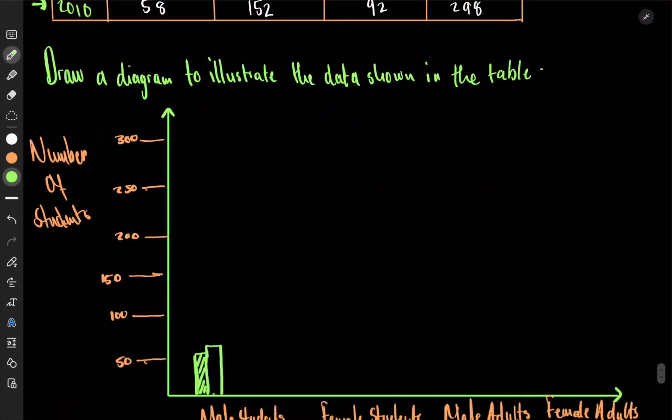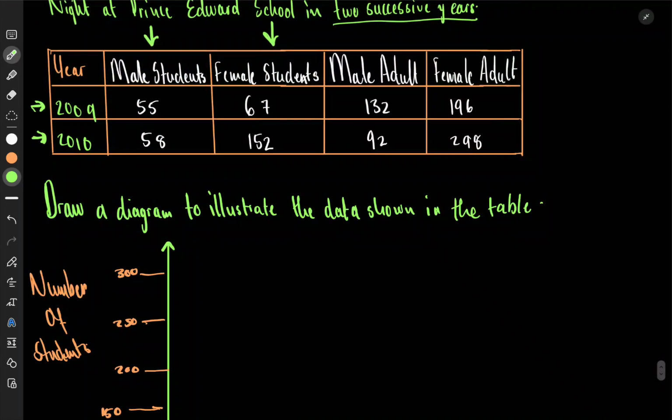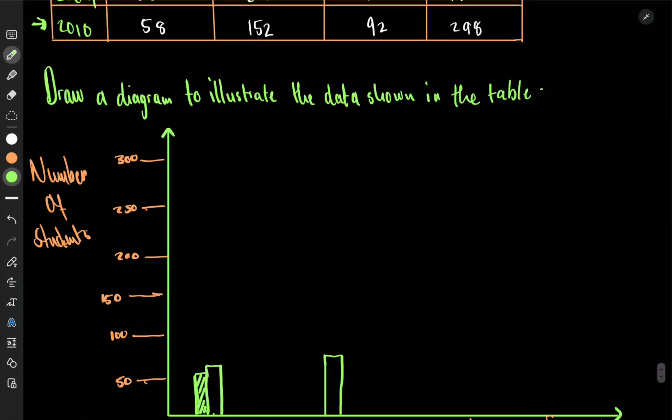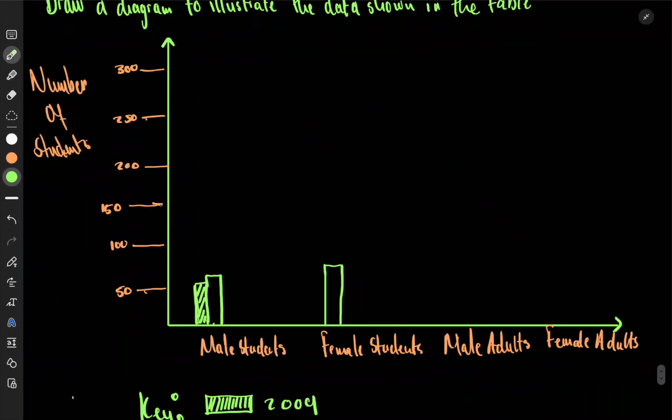Now let's go to female. Female students, it was 67, so slightly bigger, like that. Okay, then back down like that. Of course, my diagrams are not accurate. They are not drawn to scale, so you're gonna have to forgive me. Then 152. Oh, just over 150. So somewhere right here.